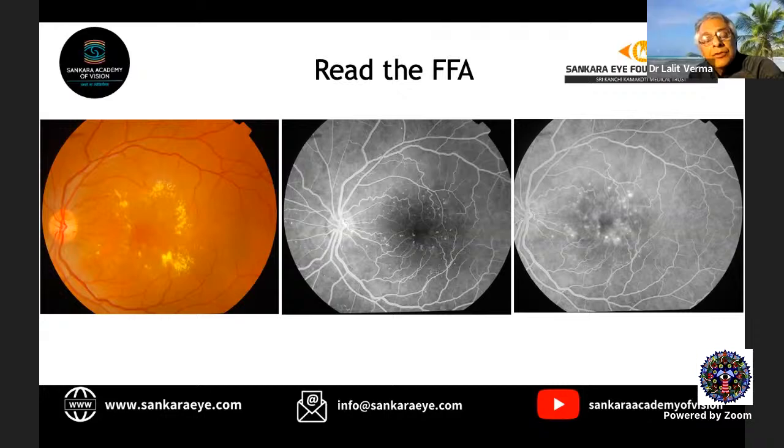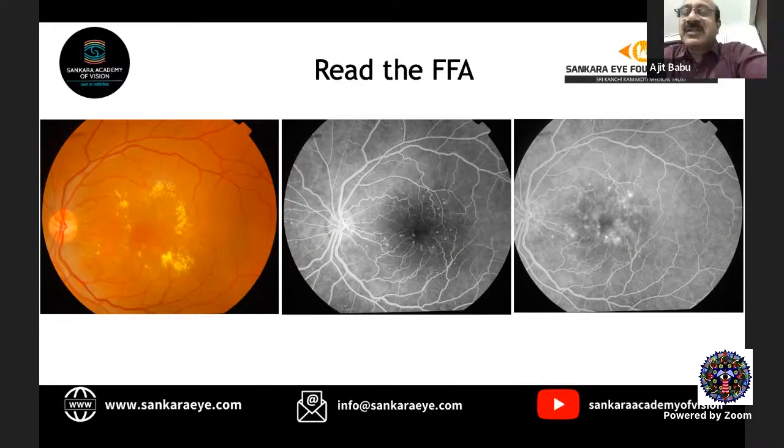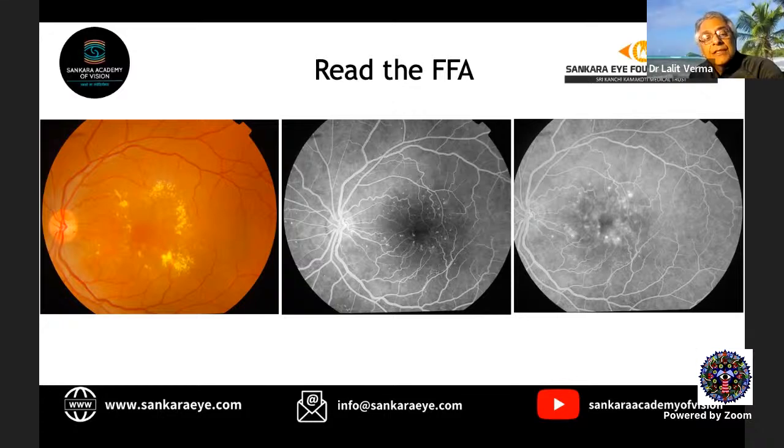So it is important that you follow a sequence, like Dr. Ajit was saying: start from the disc, vessels, then the general surface of the retina, and mid periphery or whatever periphery is visible. If you follow that sequence, you are unlikely to miss any finding. It's not important to jump to a conclusion about the diagnosis. What is more relevant is to pick up the findings of the disc, vessels, and the structure of the retina.